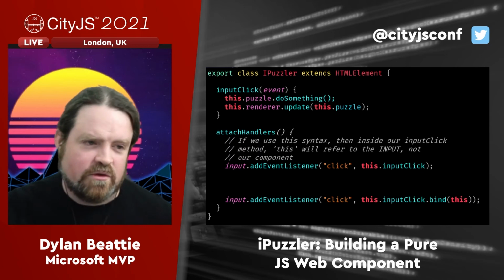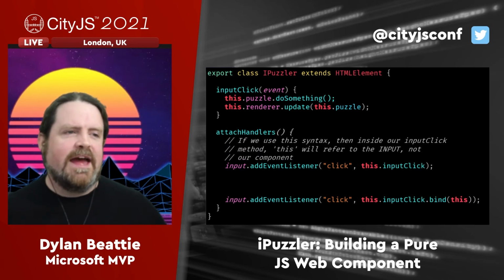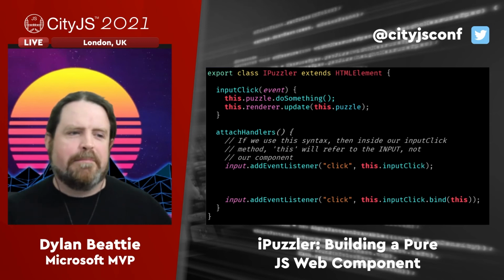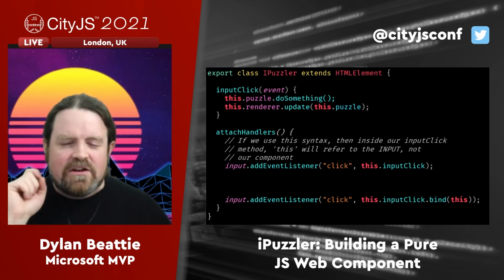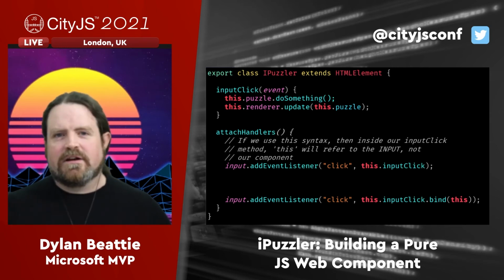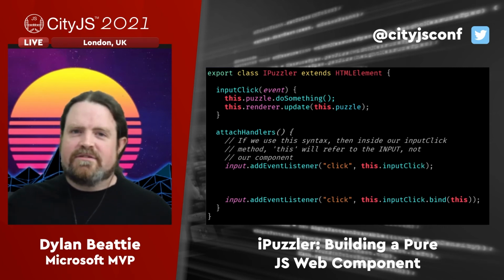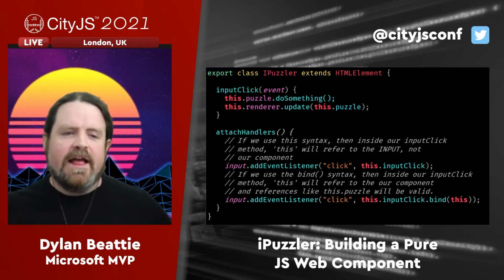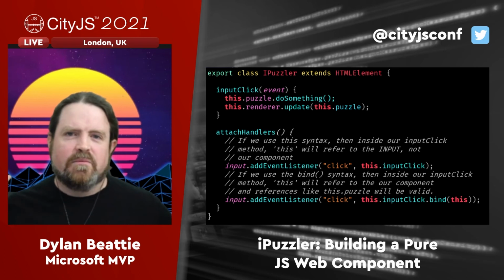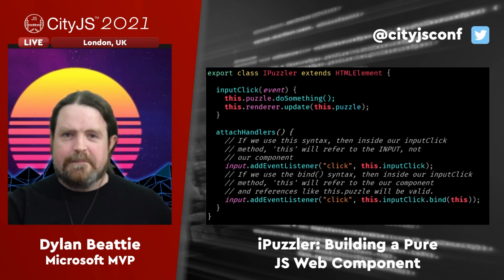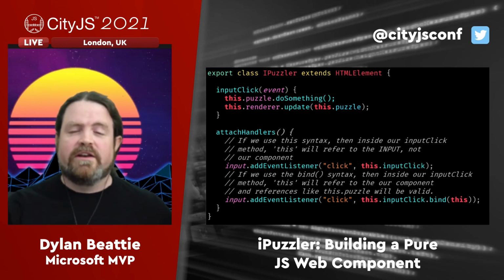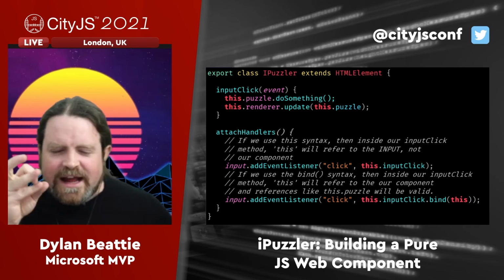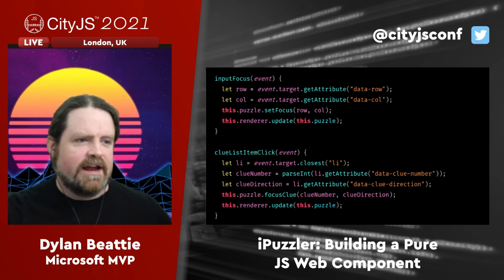What's the difference between the two? Well, the top one, when we run that inputClick code, this refers to the input. It refers to the thing that got clicked, and it is going to blow up because the thing that got clicked is an HTML element on a page. It doesn't have a .puzzle and it doesn't have a .renderer, because we're basically running the code in the wrong context. The second one, the inputClick.bind, will ensure that when the method is invoked, it's invoked in the context of our iPuzzler component. So this.puzzle is fine. this.renderer.update, that'll find the renderer. So that's what the bind syntax that all these event handlers use actually does.